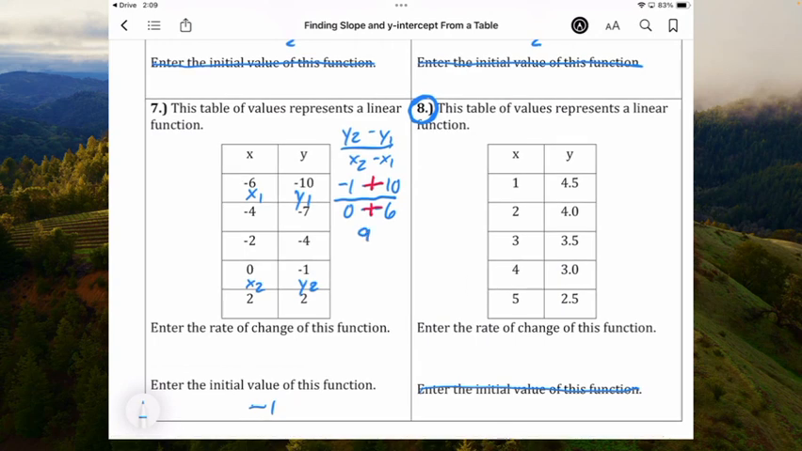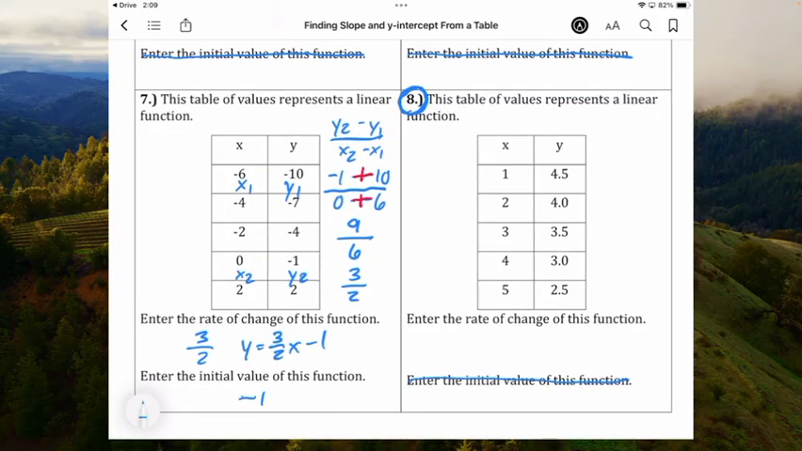Negative 1 plus 10 is positive 9 over 6. Those are both divisible by 3. If we simplify that, that gives us 3 over 2. Equation for this one, y equals 3 over 2x minus 1.